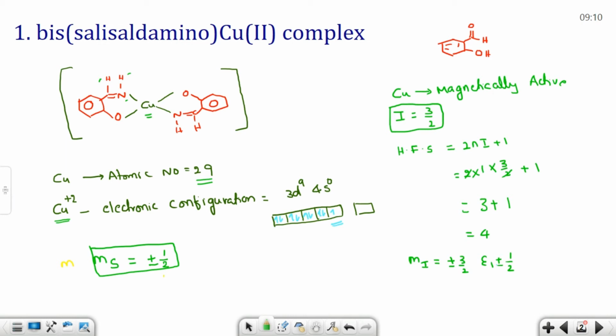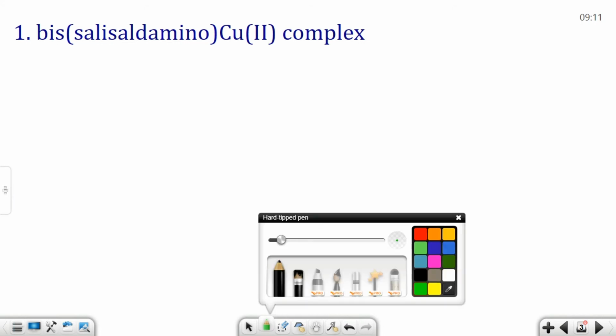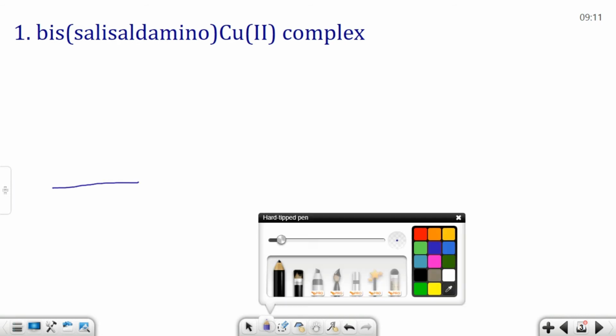Here copper is a magnetically active nucleus, and its I value is 3 by 2. Therefore, according to hyperfine splitting, the splitting of ESR signals is 2NI plus 1, where N is the number of copper atoms, 1, and 3 by 2 is the I value of copper. So this is equal to 4. That means each ESR signal of the copper complex is again split into 4 signals.